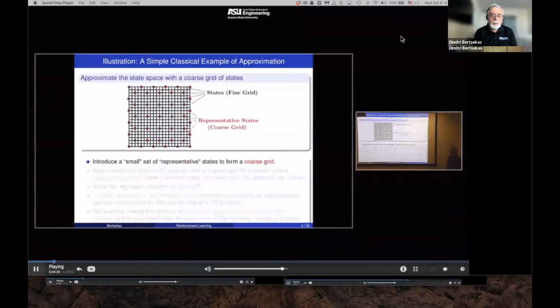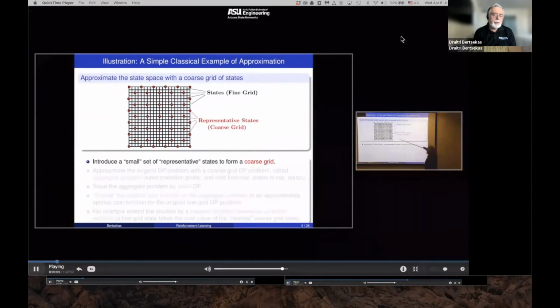Okay, so let me get across this idea through a simple example, which dates back to the early days of dynamic programming, approximating a state space which may be large with a coarse grid of states. In fact, it's an idea that goes back to the very early days of computation, okay? Any kind of numerical computation has at some level involved ideas like that, sort of thinning out the number of variables and focusing on a certain subset.